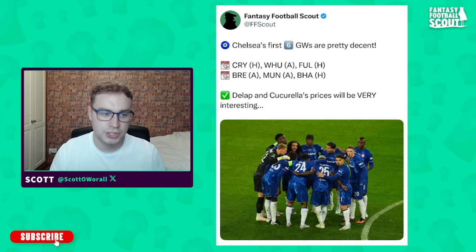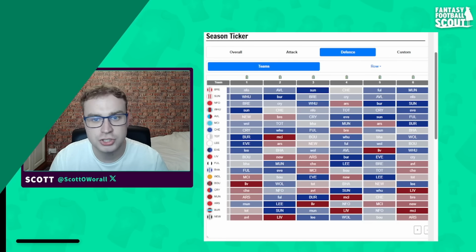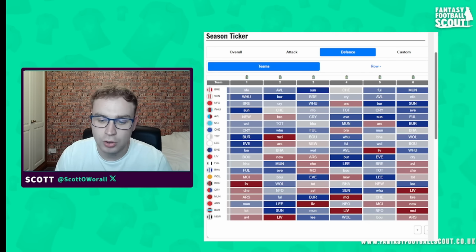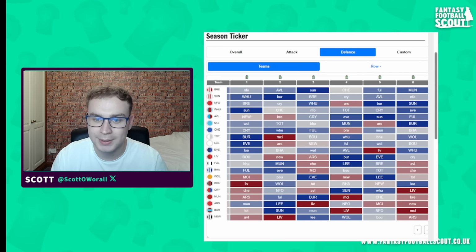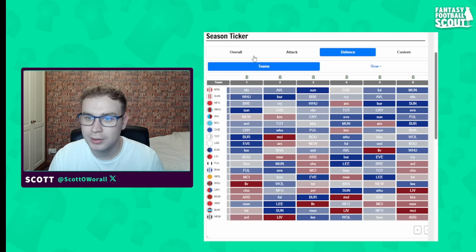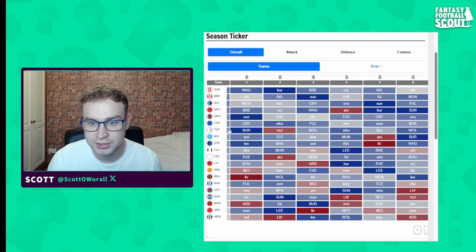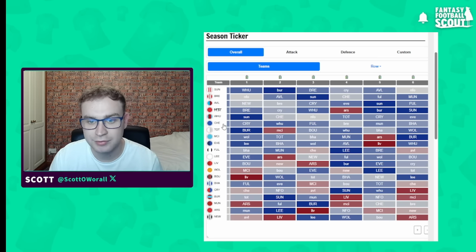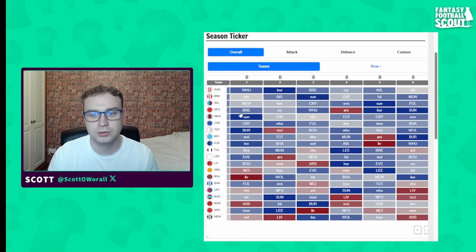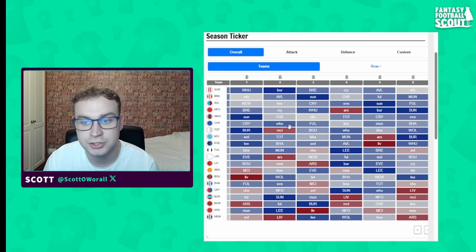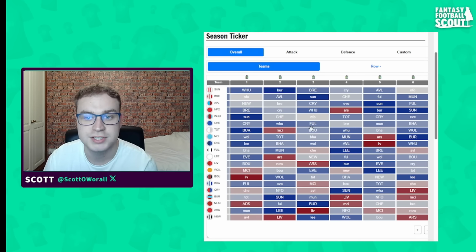Obviously, as we talked about, Chelsea's fixtures are so strong because, of all the top 6 teams, as we looked at again on the ticker, Chelsea have the strongest fixtures. I think Villa are definitely someone to look at as well, and Forest, but Chelsea do have the strongest fixtures over the 6.